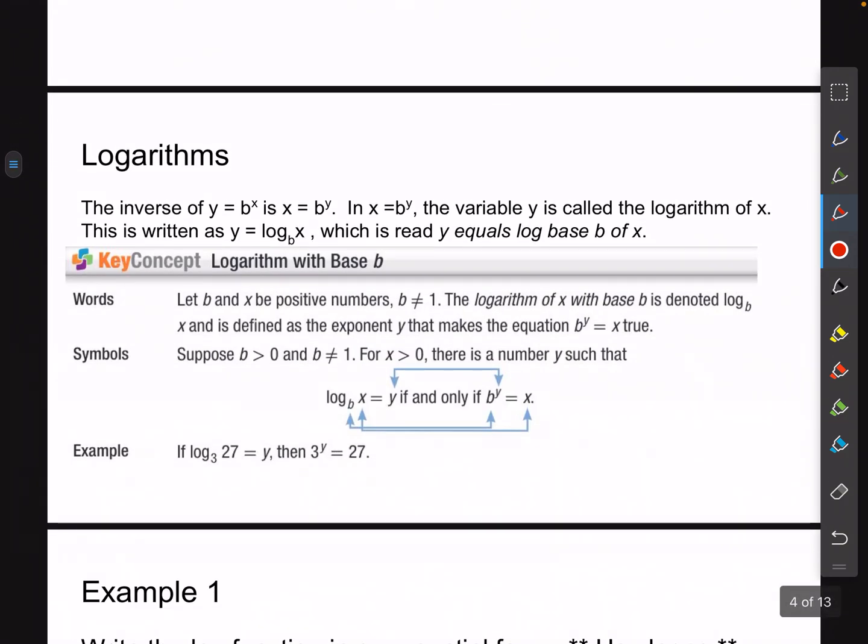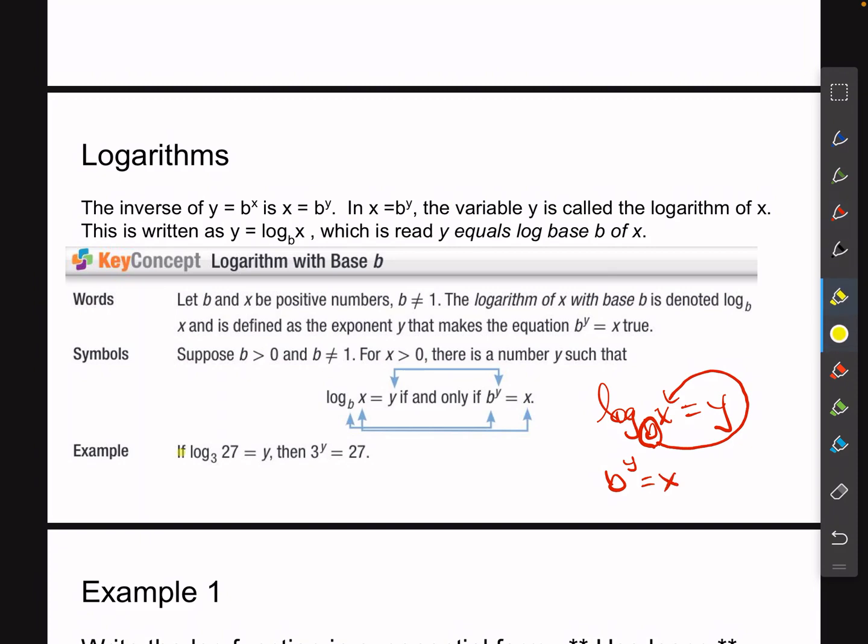Okay, so for a logarithm, the big takeaway here, you guys, is just how these logarithms work. If I have log base b of x equal to y, that's how you would pronounce that, what that means is take the base to the y power and set it equal to x. So another way that you could write this logarithm is b to the y is equal to x.